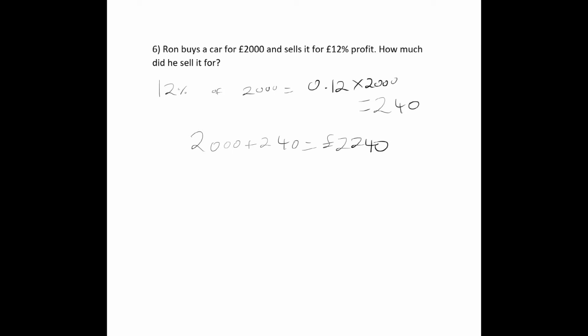Here's a question for you to try. Ron bought a car for £2,000 and then sold it for 12% profit. We want to work out how much he sold it for. Please pause the video now and have a go at it, and when you're ready for the answer, press play. Here is the answer. I'm going to work out 12% of £2,000, which is 0.12 multiplied by 2,000, which is going to be 240. Because Ron is selling at a profit, I need to add this to 2,000 to work out the price that he must have sold the car for, which is £2,240.